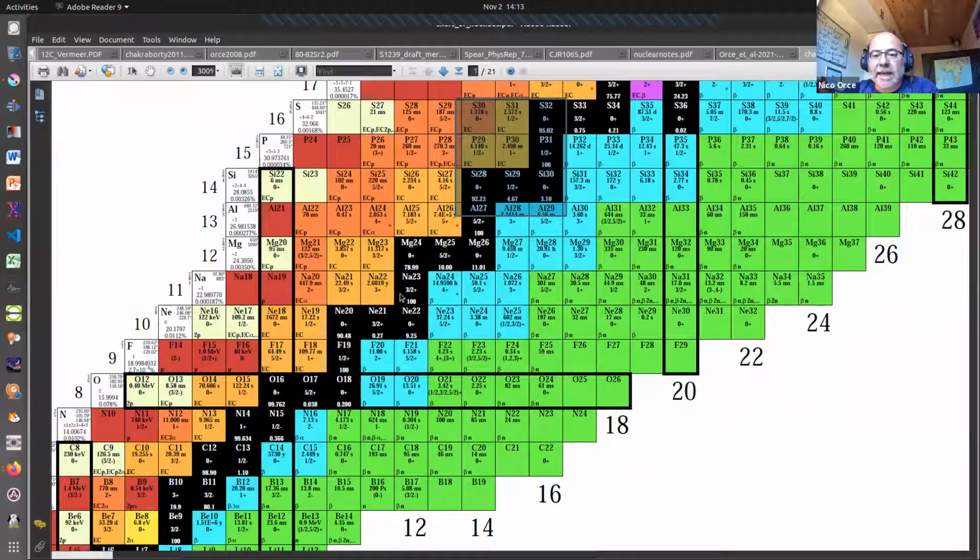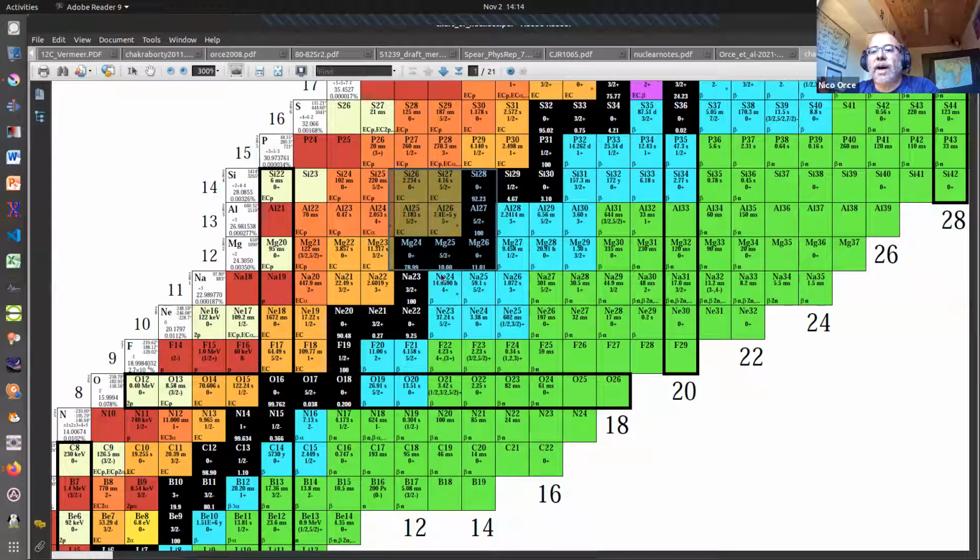Another possibility is here, sodium 22, 11, 11. Then you have magnesium 22, which is 12, 10. And you have neon 22, which is 10, 12, right? This is another possibility. Another possibility is here, 13, 13. And then you have 14, 12, and 12, 14. This triplet here, right?